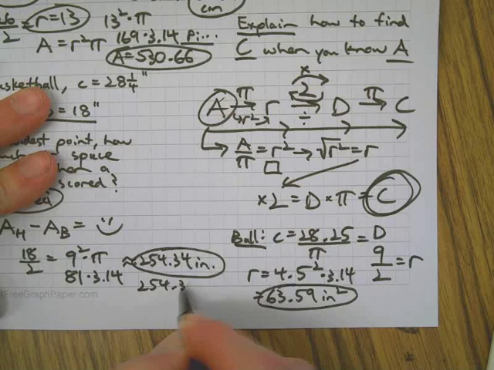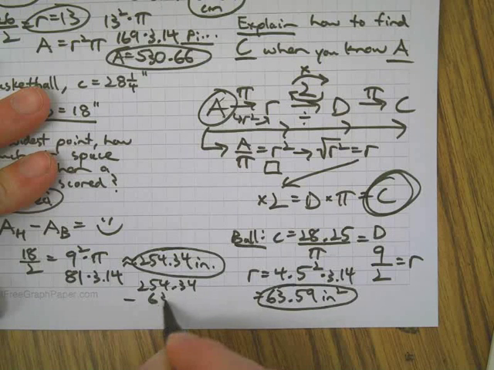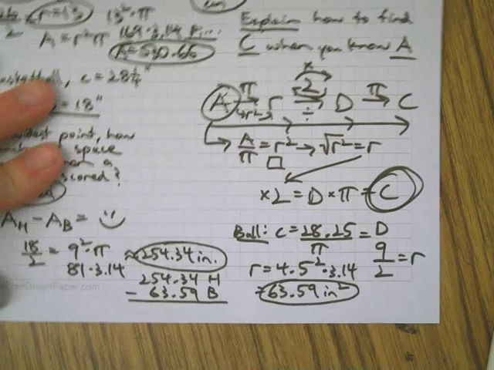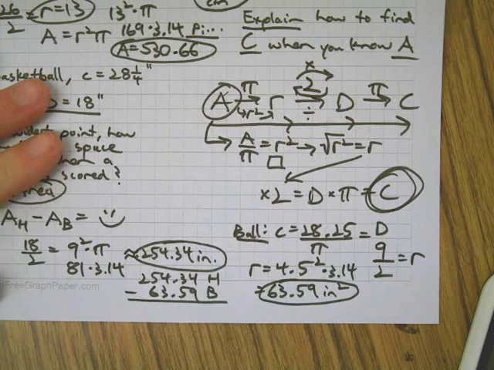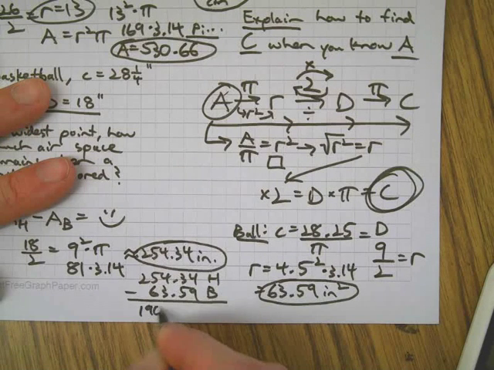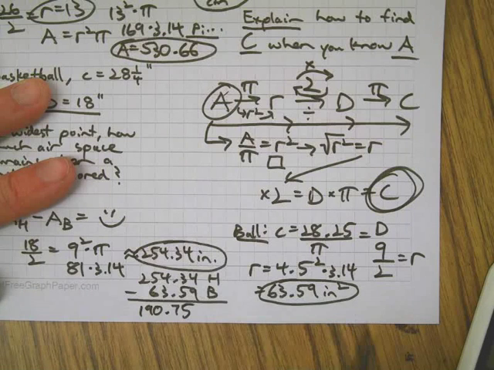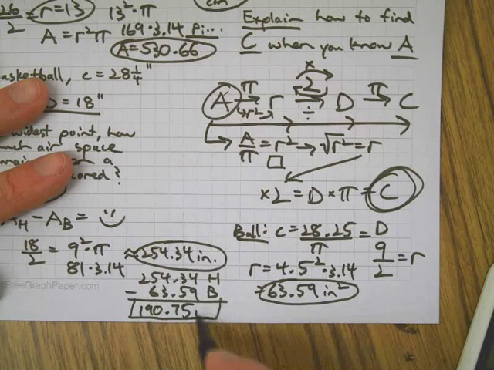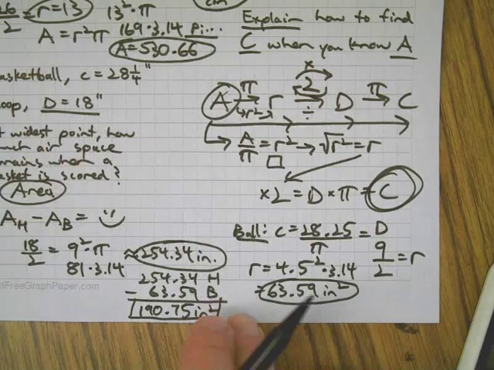So, 254.34, take away ball, right? Hoop, ball. And there's a lot of airspace there. Why is it so tough? Is it tough? Wow. There's a lot of room in there. A lot of airspace.